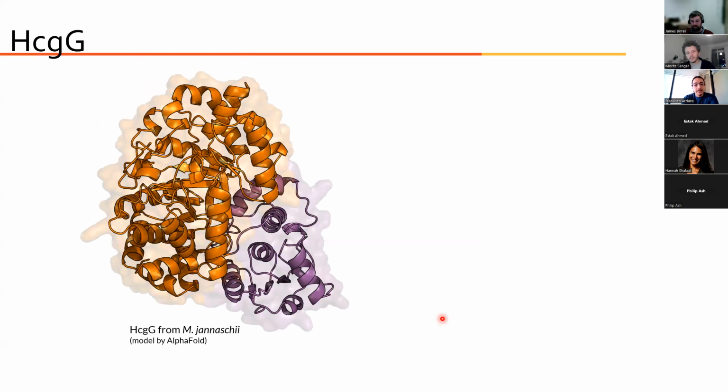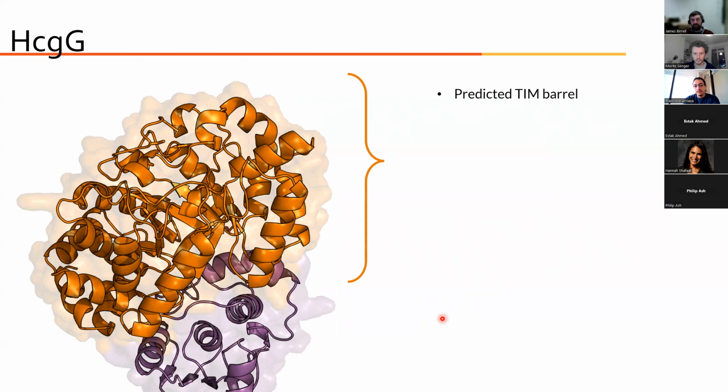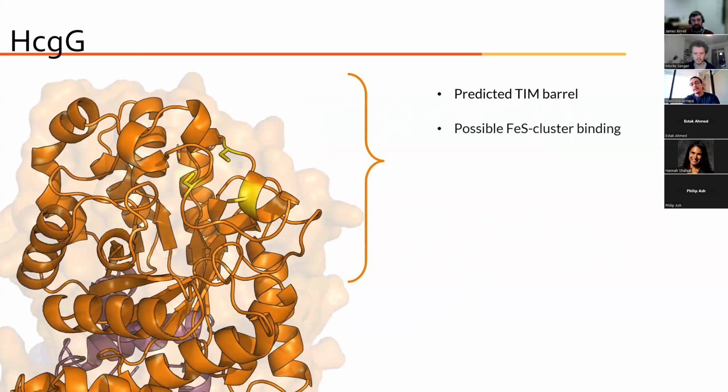So ACGG, at the beginning, we could not even have a homology structure prediction of the enzyme because it was not homologous to any other enzyme. However, thanks to advances in structure prediction by AlphaFold, we can now have a structure and we can study it a bit. It has 2 domains. The N domain is predicted to be a TIM barrel that has a very suspicious 3 cysteines and a possible iron-sulfur cluster binding motif. Interestingly, this N terminal has a predicted homology with HcgB, HcgF, PilV, so the same class of enzymes that I showed you before, also with ACGA.